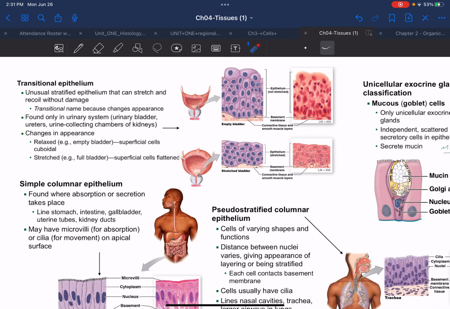Transitional epithelia is going to do exactly what it sounds like. It's going to either stretch or relax. Found in the bladder, nothing new to add. What you know in lab is good.